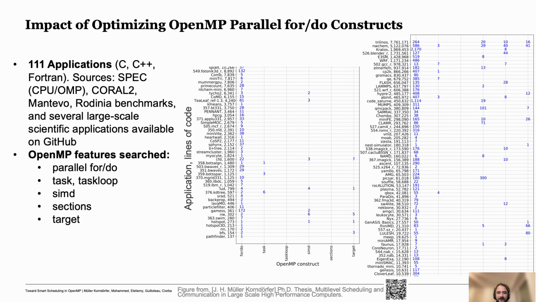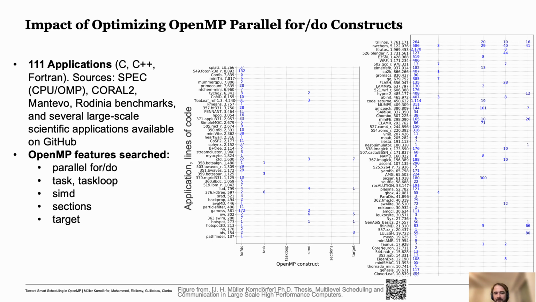Now, another aspect is, if we look at OpenMP, what OpenMP construct might be the most relevant, at least at the moment? Well, for sure, many of them, and for example, nowadays GPUs are obviously a big part of it, so target should be going up.